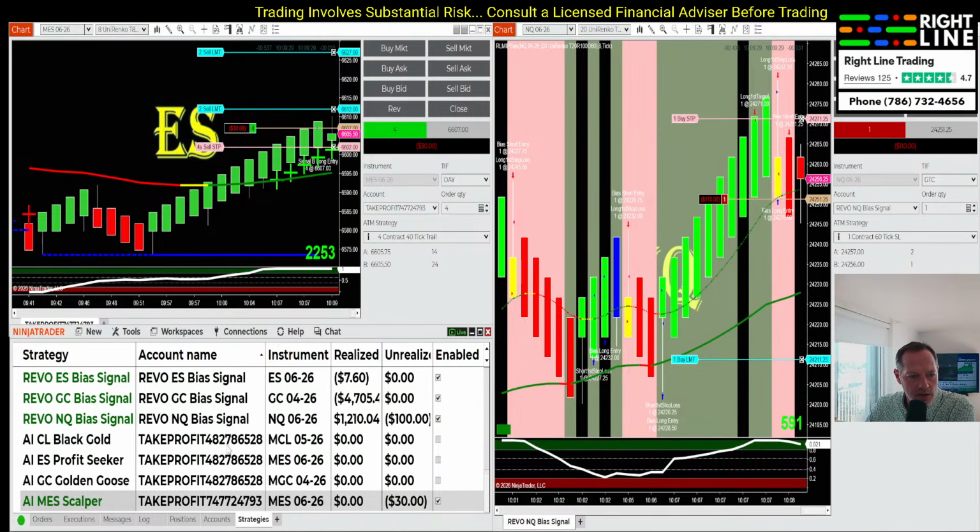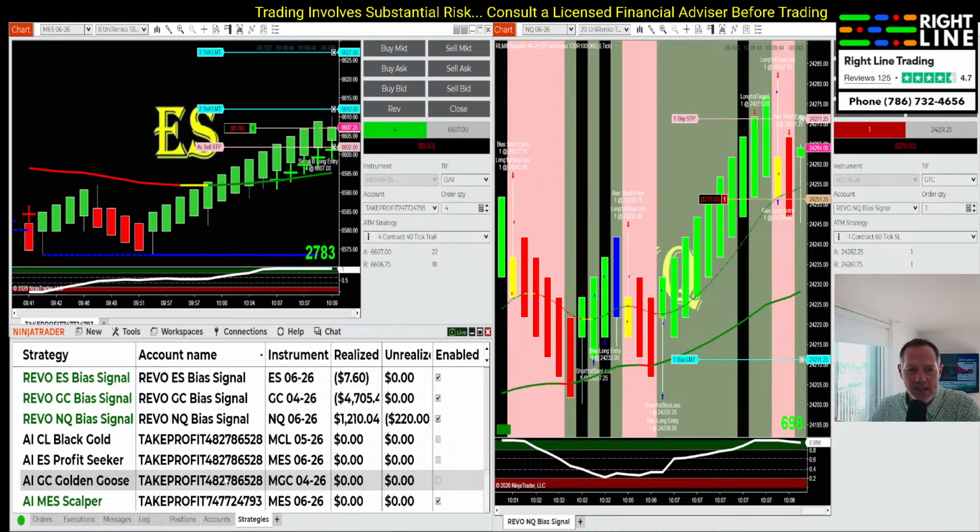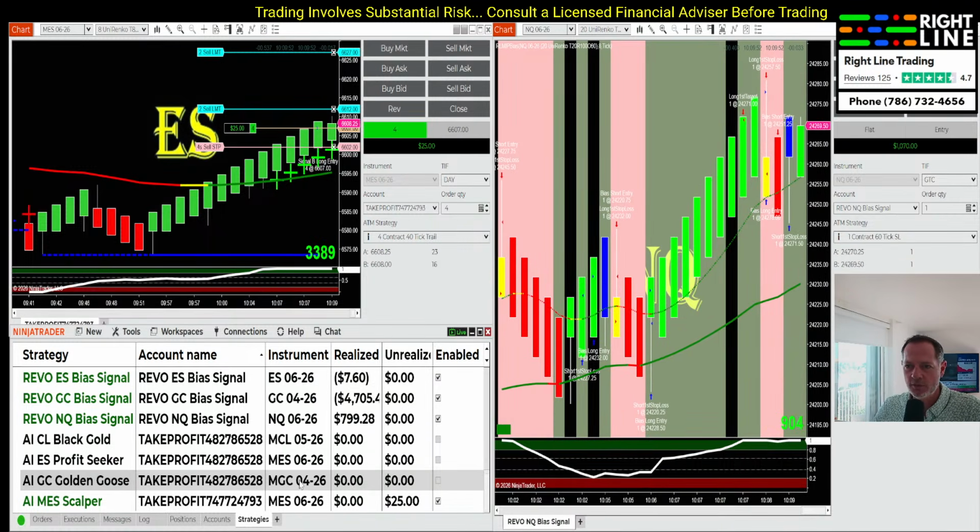These were the 3 I was running last night on the other account. I was running an MCL, MES, and an MGC, and this is where I made all my money. That MGC, the GC, the Golden Goose was flying, man. I'll tell you, that thing was smoking. Before I knew it, I was up $700, and like 500 of it came from this one.